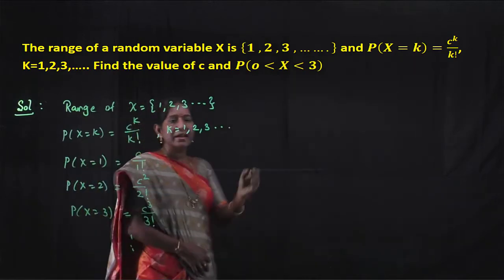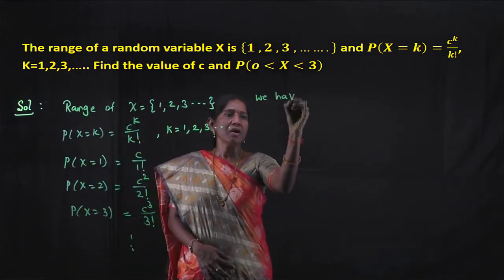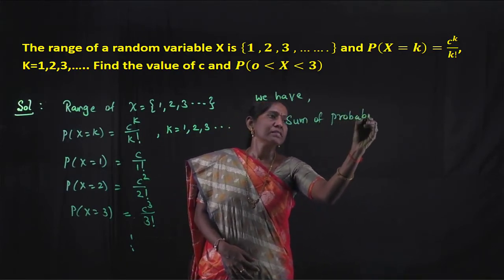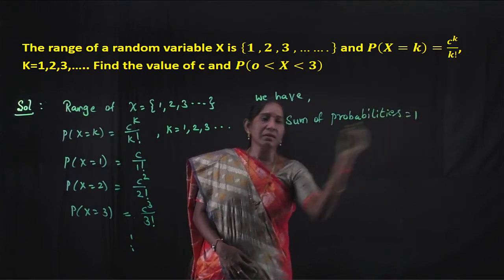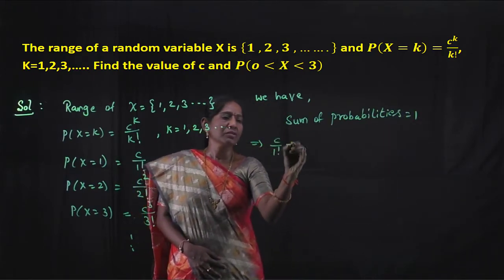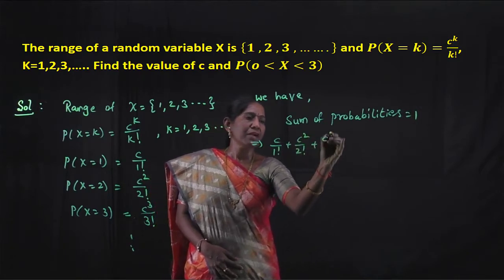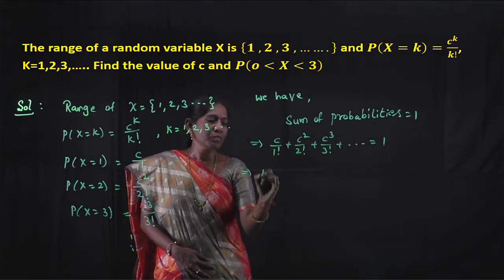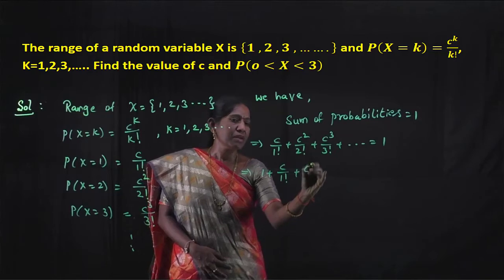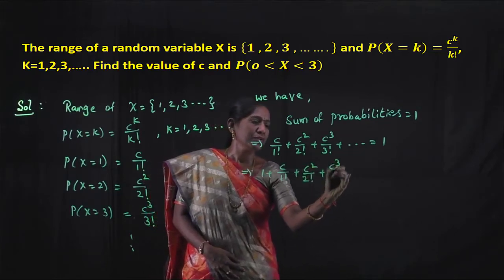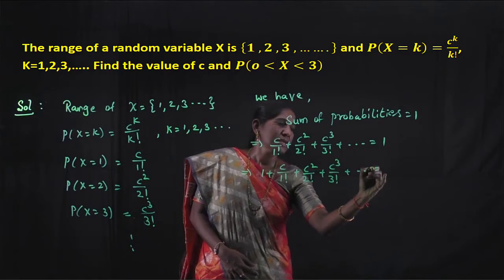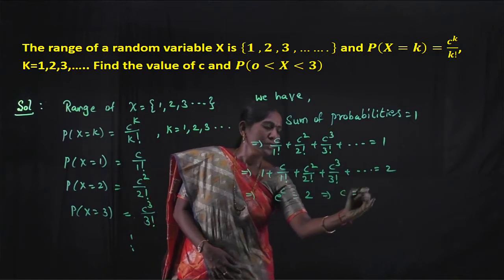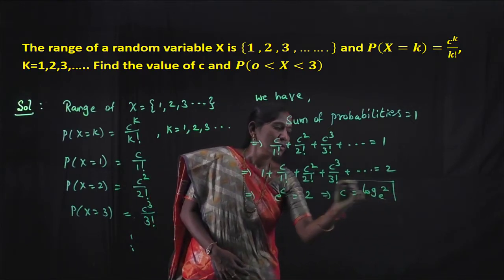To find the value c, we have sum of probabilities equal to 1. That is c by 1 factorial plus c square by 2 factorial plus c cube by 3 factorial and so on equal to 1. Adding 1 on both sides, 1 plus c by 1 factorial plus c square by 2 factorial plus c cube by 3 factorial and so on equal to 2. Then this is e to the power c equal to 2. Therefore, c equal to log 2 base e.